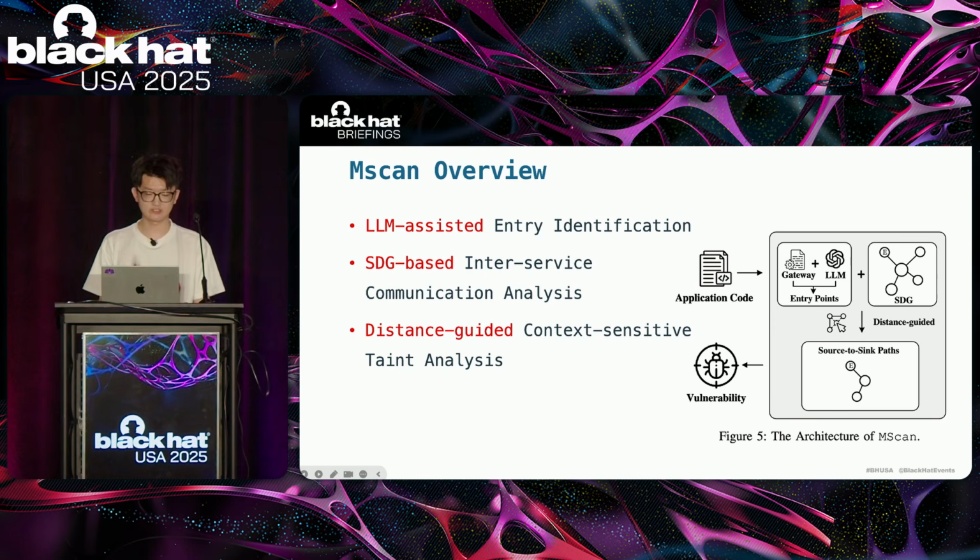To tackle these challenges, we built a new detection framework called MScan, designed just for microservices. MScan is centered on three main ideas. First, we use large language models to accurately identify which APIs users can actually reach. Second, we build a service dependency graph to follow how data moves across all services. Third, we use a distance-guided strategy to keep our analysis both precise and scalable, even as the systems get more complex.